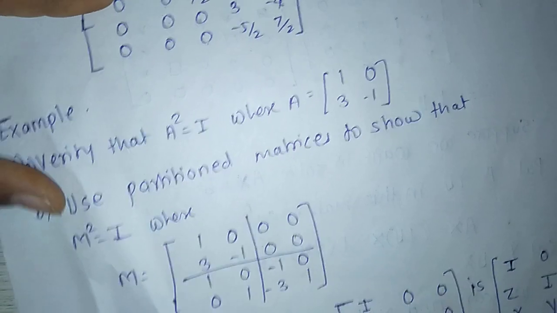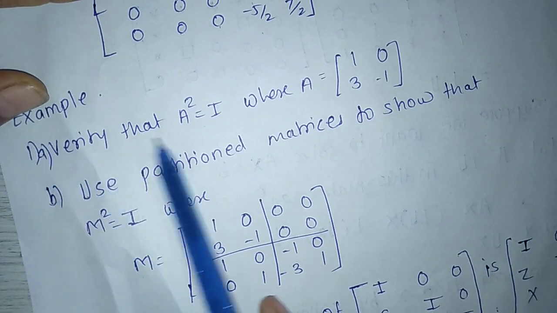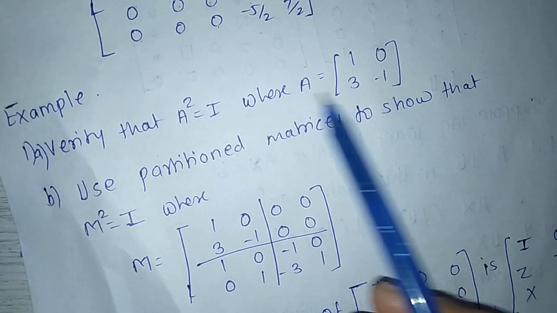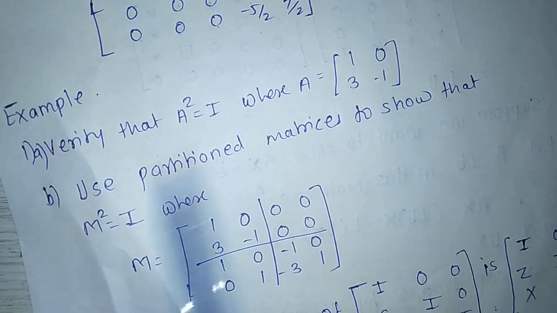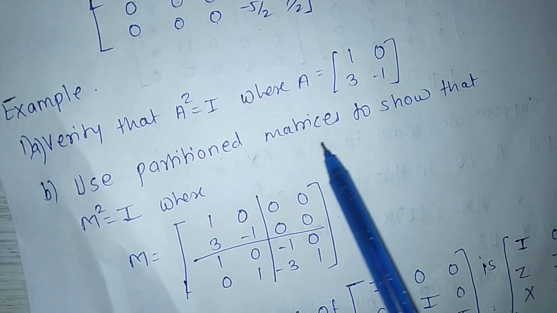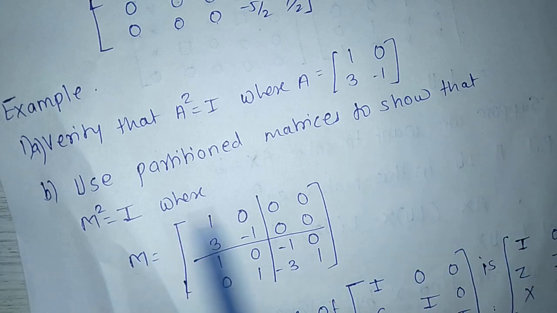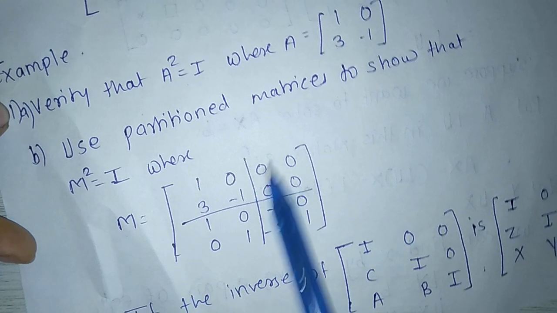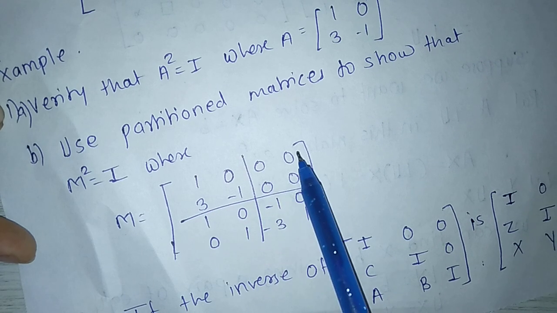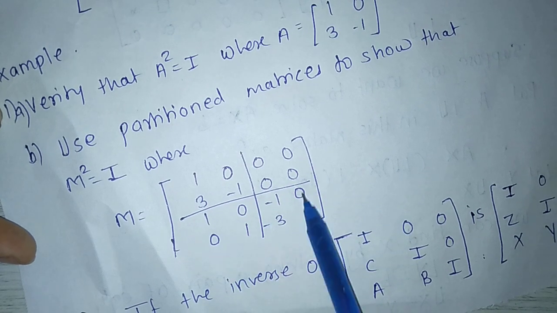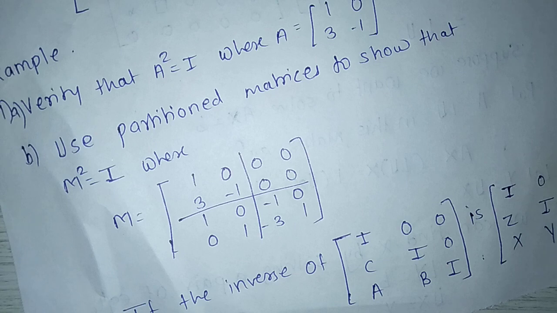Next example, first verify that A square equal to I where A equal to 1 0 3 minus 1. Next, use partition matrices to show that M square equal to identity where M equal to 1 0 3 minus 1 0 0 0 0 1 0 minus 1 0 0 1 minus 3 1.